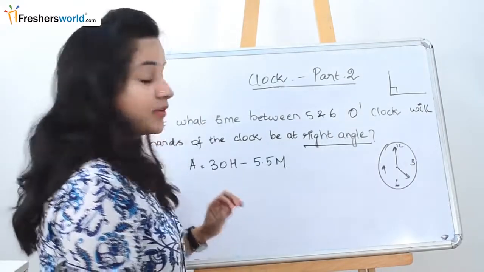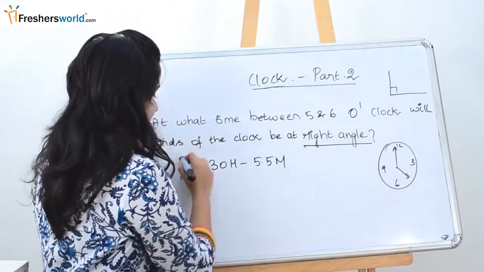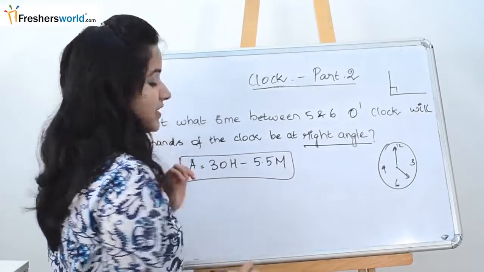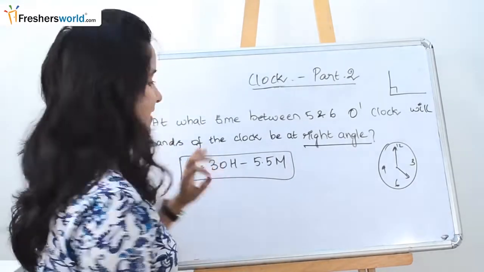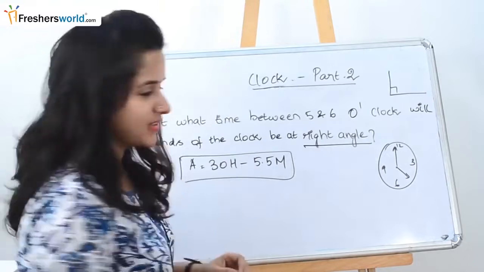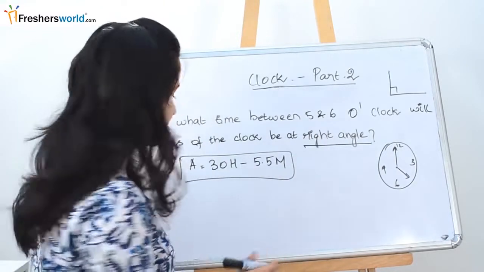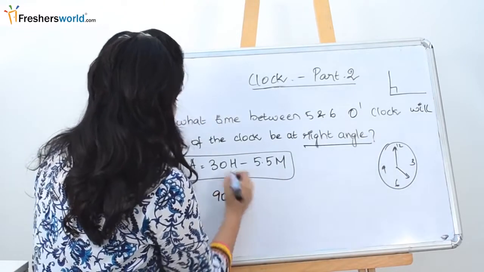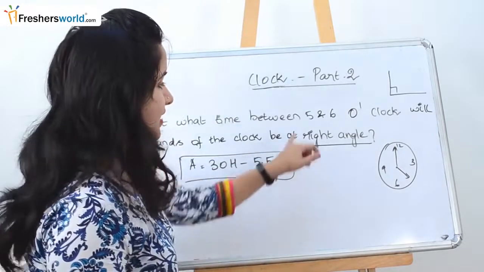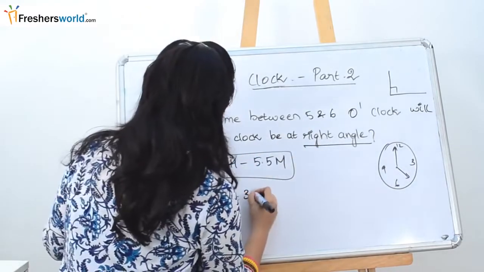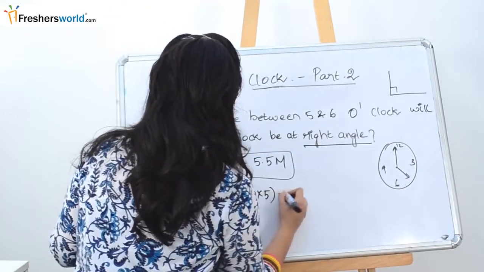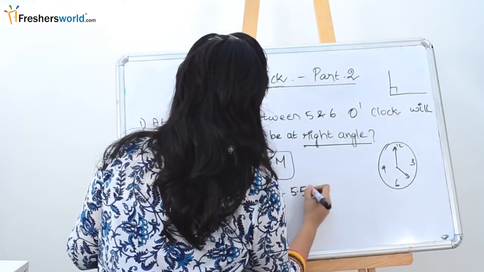Let's solve that. So the formula is nothing but A is equal to 30h minus 5.5 m. So A is nothing but the angle here. So what angle are they asking for? Right angle, which is nothing but 90 degrees. So 90. 30h, when is the hour starting at? It starts at 5 o'clock. So 30 into 5 minus 5.5 m, where m is the minutes that we need to find when they meet.